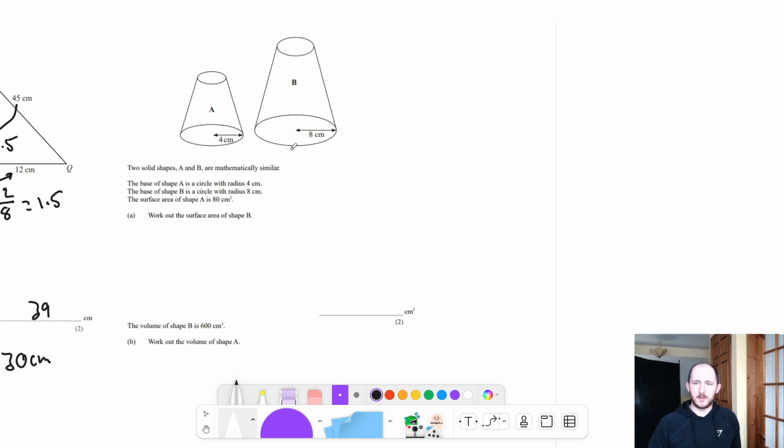Let's start with the radius, right? So the scale factor between these two things is times by 2. So the length scale factor is 2, right? You could also write this as 1 to 2 if you want, but it doesn't really make much of a difference. If it's the area, you square it, and if it's the volume, you'd cube it, okay? So the scale factor of the areas is 4. So to go from A to B, I'm timesing by 4 for the area. So 80 times 4 is equal to 320.